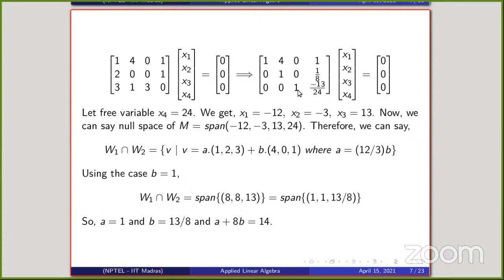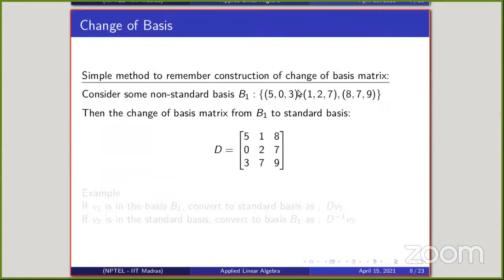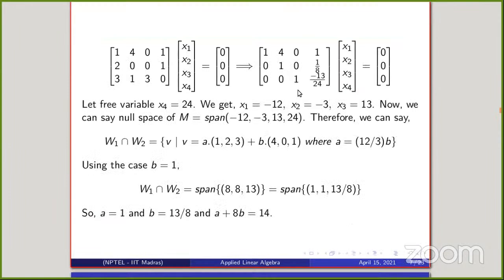And for simplicity, if we take B equal to 1, we'll get W1 intersection W2 to be the span of 8, 8, 13, which is the same as the span of 1, 1, 13 by 8. So we see that W1 intersection W2 only has one vector such that the first element is 1. Any other multiple of 1, 1, 13 by 8 will have the first element to be something else other than 1. So from there, we can say B is equal to 13 by 8 and A equal to 1. And we therefore get A plus 8B equal to 4. Yeah, this is my question. Next, I'll be handing over the mic to Kishore to do the next one.